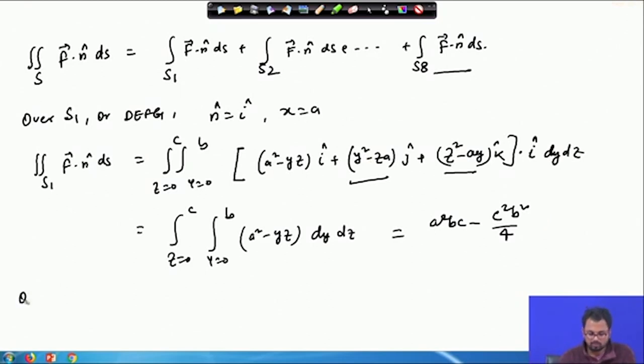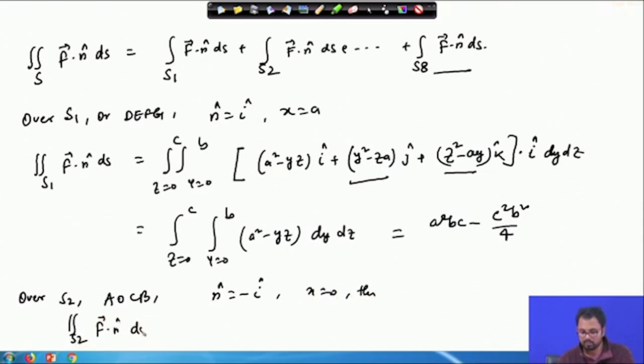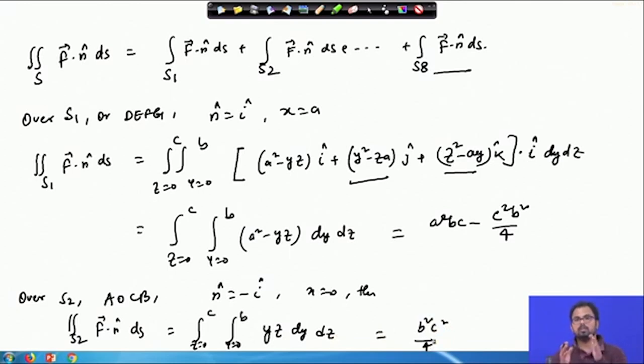Substitute here. Over, let us say, I am calling that one S2 or AOCB, our n would be minus i and x would be 0. Then our surface integral would be f dot n dS, and this will reduce to z running from 0 to c, y running from 0 to b. We will have basically here minus of yz, and then minus, so this will be basically yz dy dz, and if we integrate, this will give us b square c square by 4. So, when you sum these integrals, there will be some cancellation. Surface integral over S1, then S2, sum them, there will be some cancellation. Similarly, S3 plus S4, there will be some cancellation, S5, S6, there will be some cancellation.